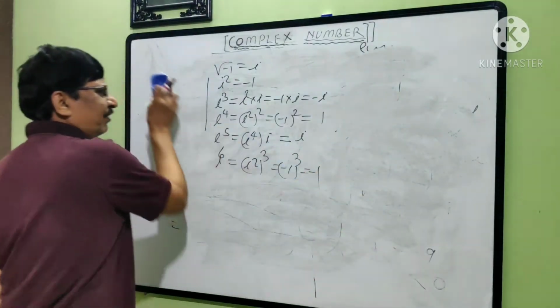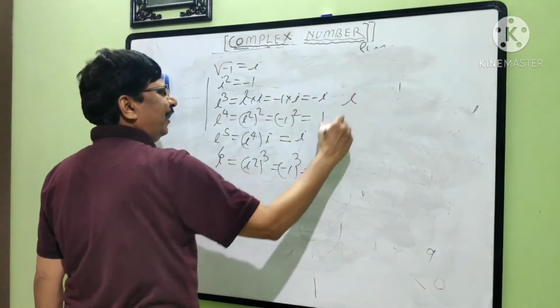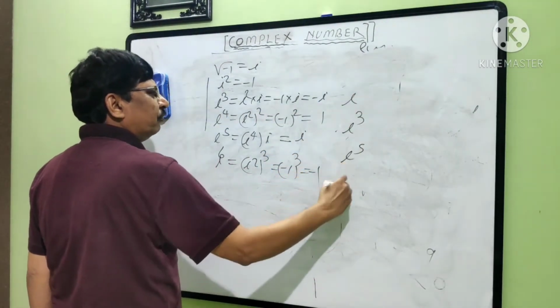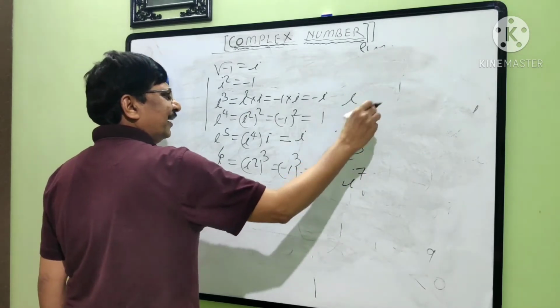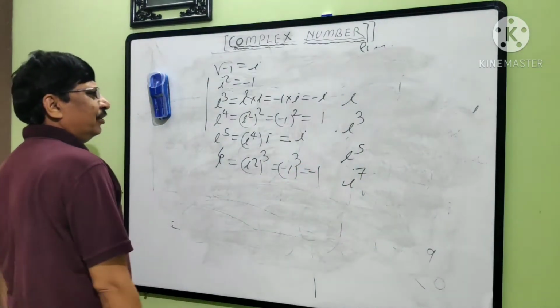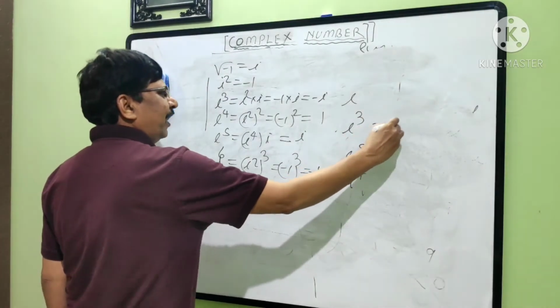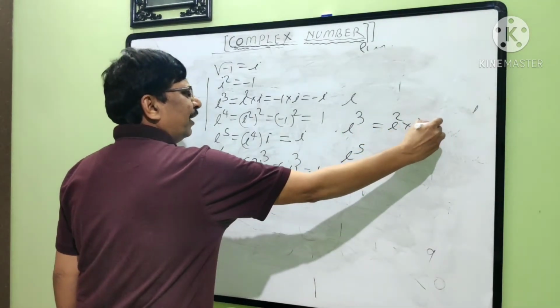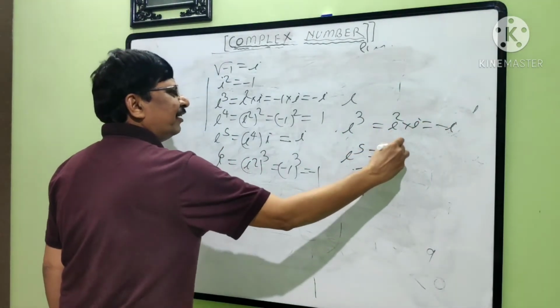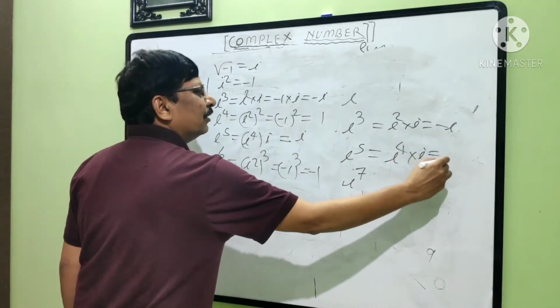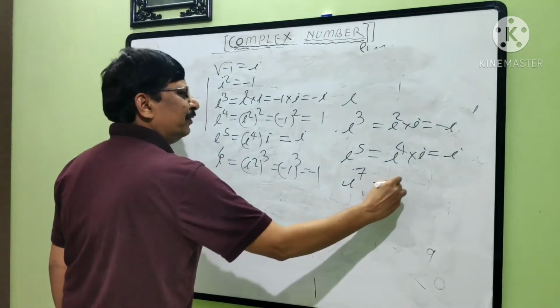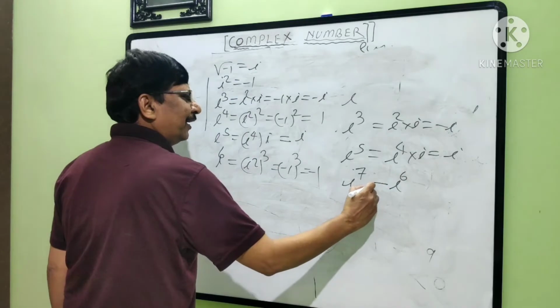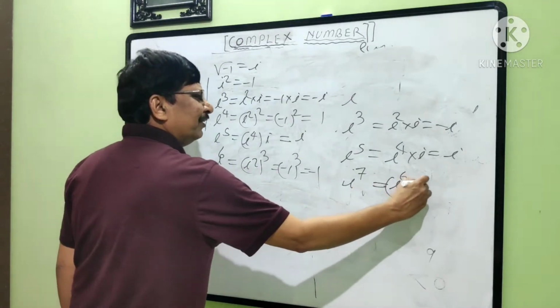Similarly for odd powers: i cube, i raised to 5, i raised to 7. You can write i cube as i square into i, which means minus i. i raised to 5 means i raised to 4 into i, that is plus i. i raised to 7 means i raised to 6 into i, which means what?